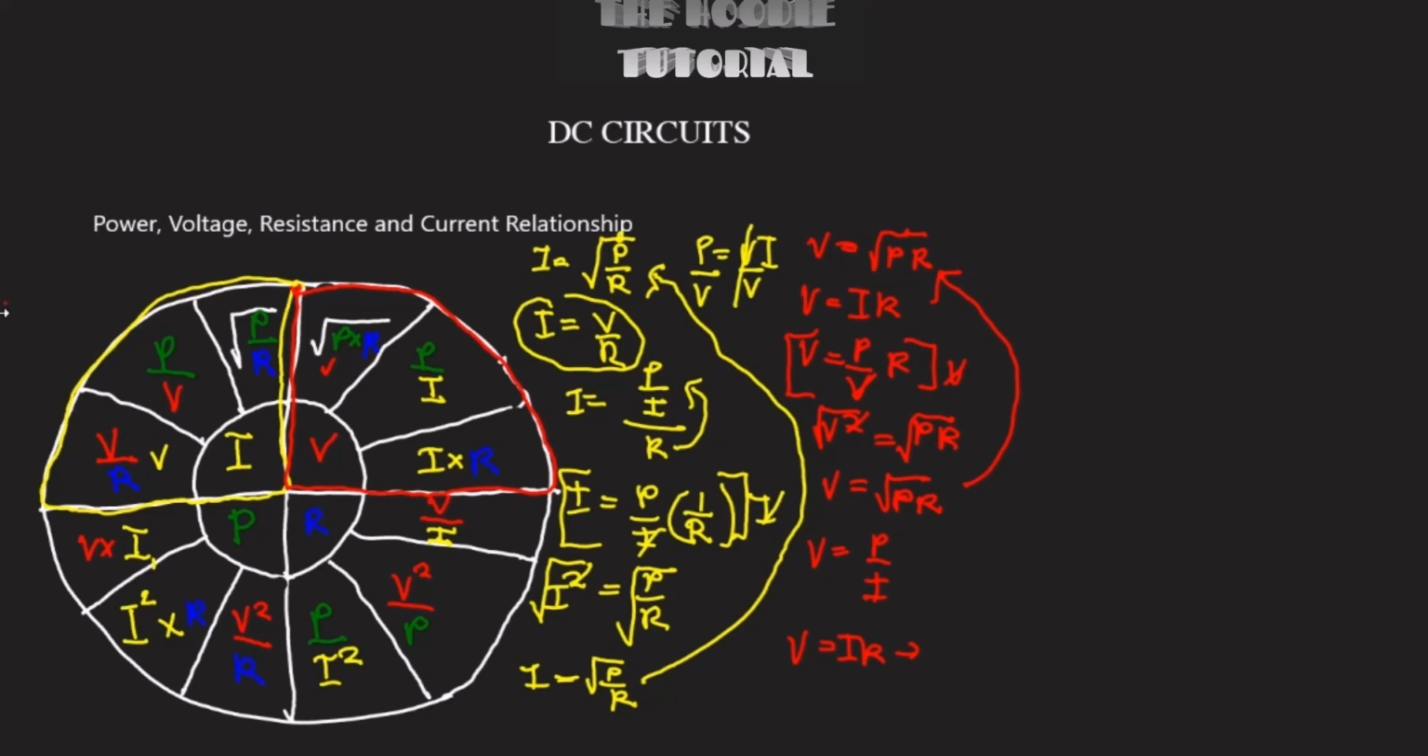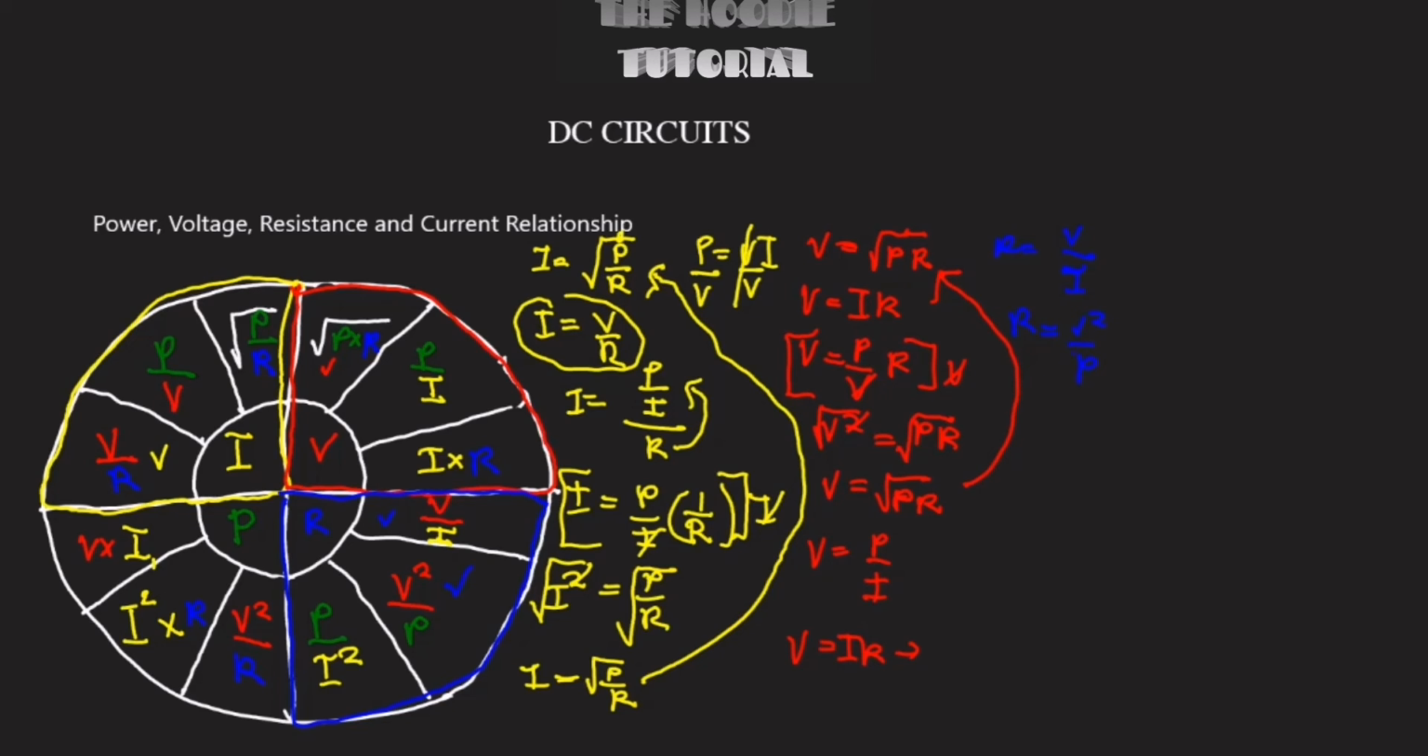Let's go to the resistance. Right here we have resistance, another quarter of the circle. Let's highlight this in blue. So the first equation that we can see right here, R is equal to V over I. So notice this is in Ohm's law. Another equation right here, we have R is equal to V squared over P.